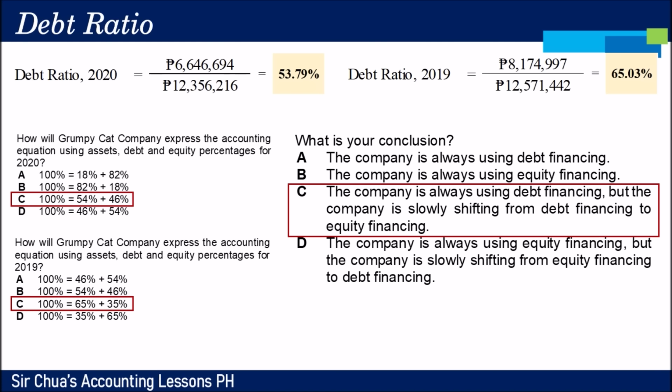So, ibig sabihin, from 2019 to 2020, tumataas na po yung paggamit natin ng equity financing, bumababa na po yung ating paggamit ng debt financing. Okay? So, the company is slowly shifting coming from debt financing papunta ng equity financing. Okay? I hope you understand that. If you have any questions, please put them down in the comment section below.